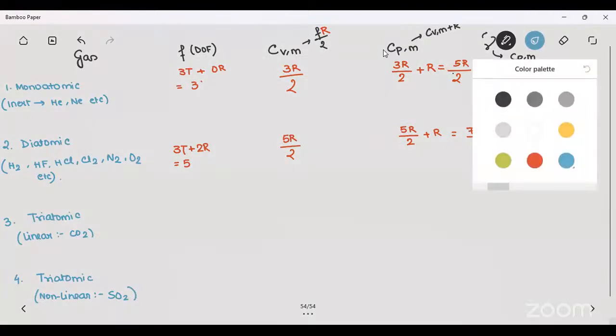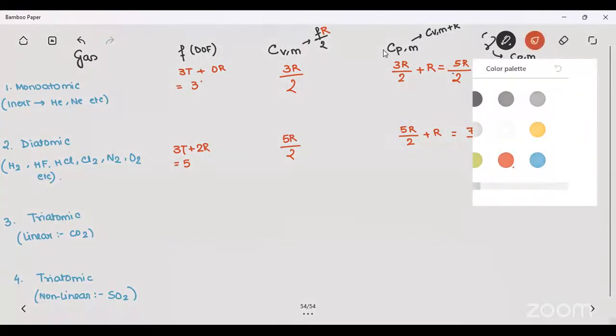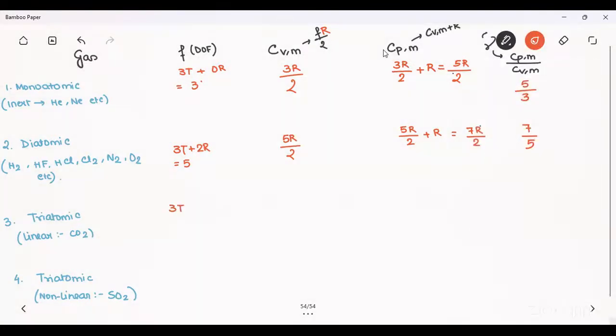Okay. So now just think for triatomic. Triatomic gas linear means like this. So this gas can move like this, can move like this, can move like this. And for it, 2 bonds are present. They can move up and down, or they can move horizontally. So what will be their translational and rotational? So this will be 3T and 2R. So total will be 5.